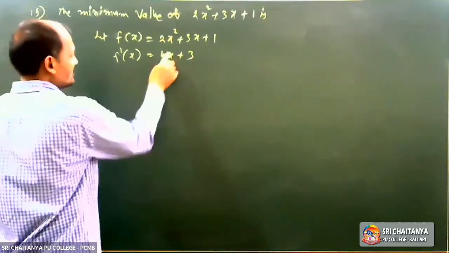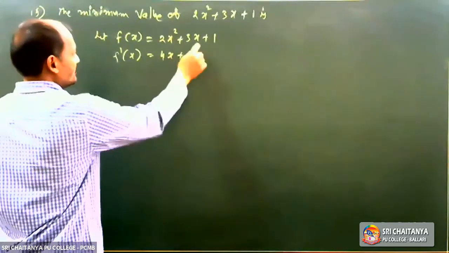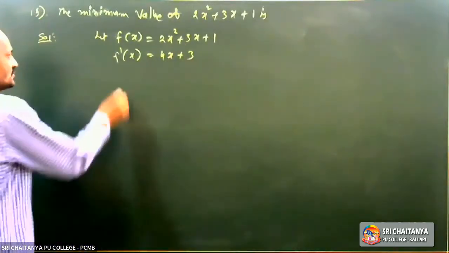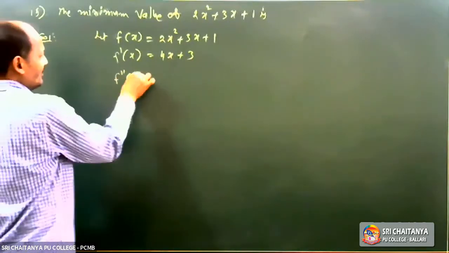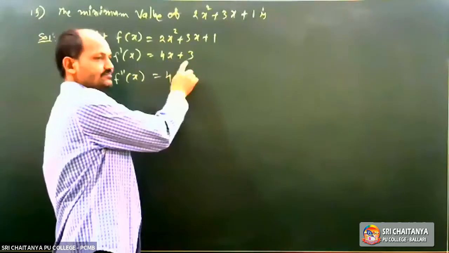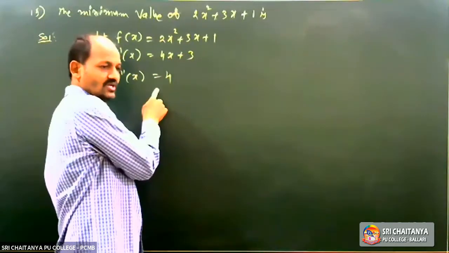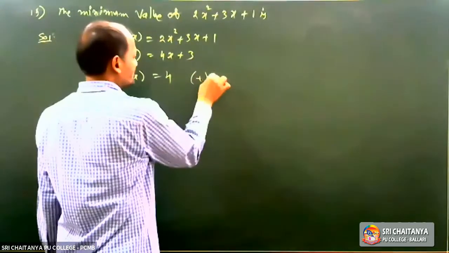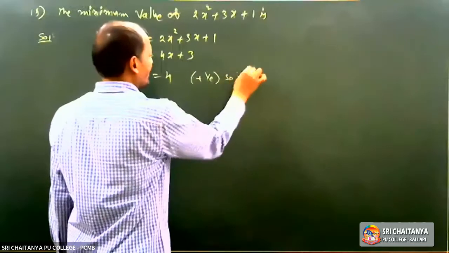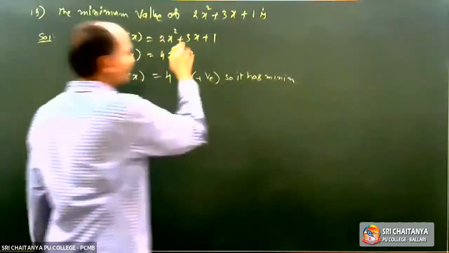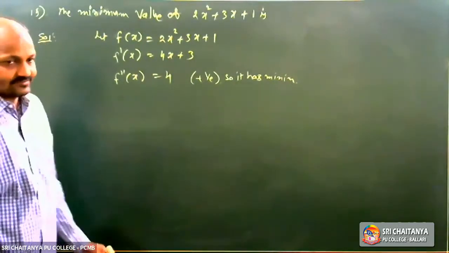Derivative of 2x square is 4x. Derivative of 3x is 3. Derivative of the constant 1 will be 0. Second order derivative: derivative of 4x plus 3 is 4. Second order derivative is positive, so it has a minimum. This function has a minimum value.